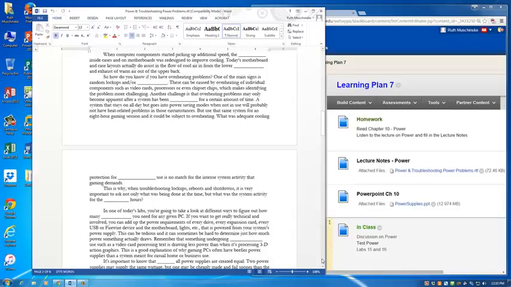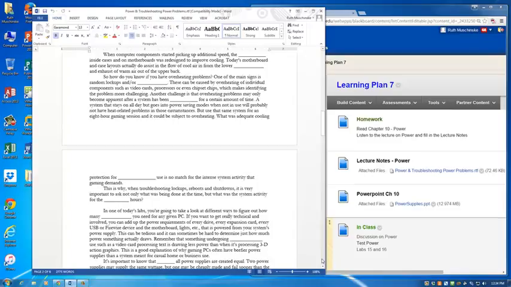Another challenge is that overheating problems may only become apparent after a system has been active for a certain amount of time. A system that stays on all day but goes into power-saving modes when not in use will probably not have heat-related problems in those circumstances. But use that same system for an 8-hour gaming session and it could be subject to overheating. What was adequate cooling protection for general use may not be a good match for the intense system activity that gaming demands.